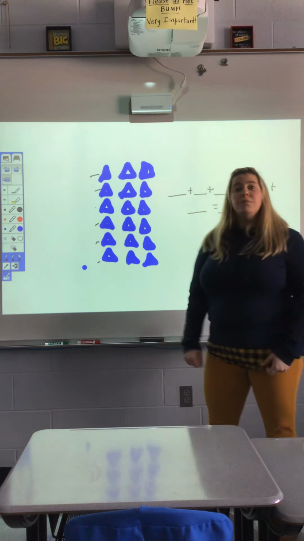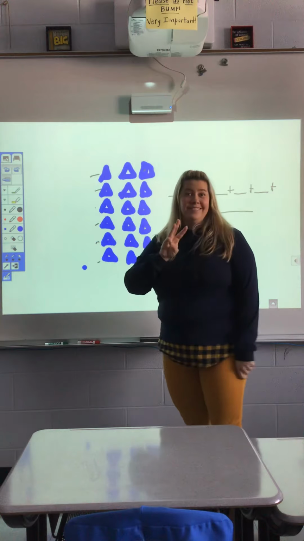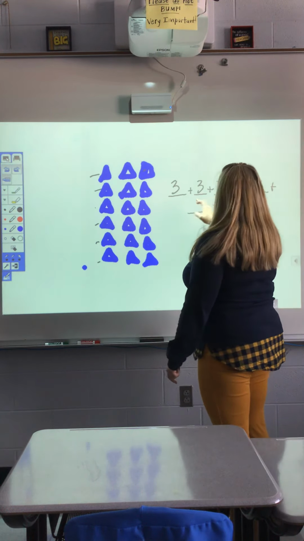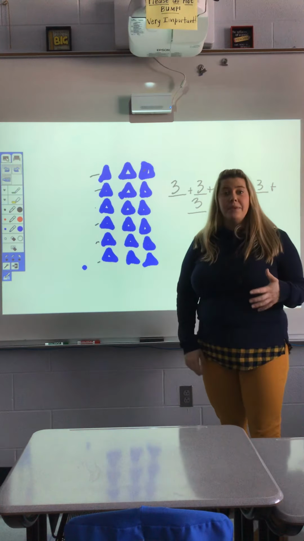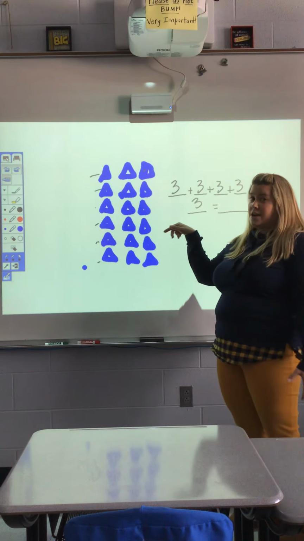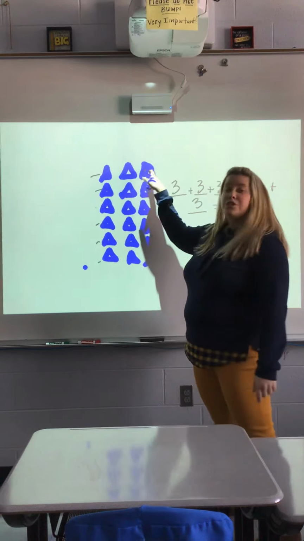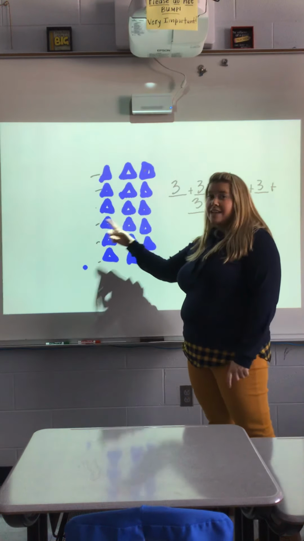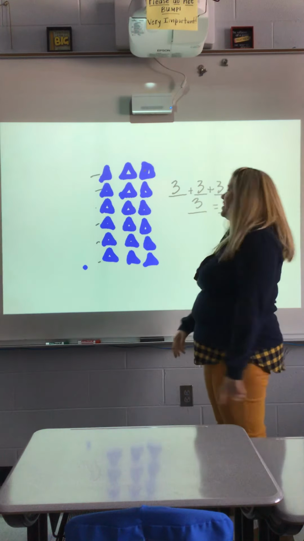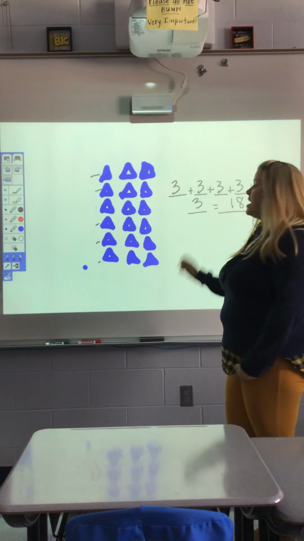All right, what number did I write on each one of those blanks? 1, 2, 3. 3. Okay, so my repeated addition problem was 3 plus 3 plus 3 plus 3 plus 3 plus 3. What did it equal? We could count. 1, 2, 3, 4, 5, 6, 7, 8, 9, 10, 11, 12, 13, 14, 15, 16, 17, 18. So hopefully your repeated addition facts look like that.